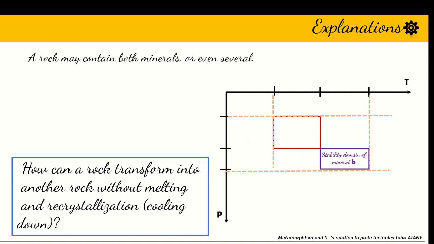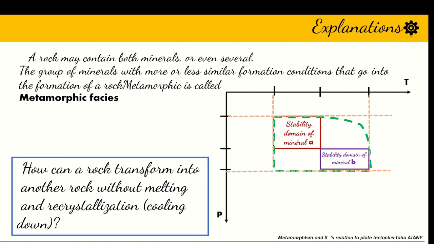And we know a rock may contain both minerals or even several. Look, in this diagram we have the green shape. It indicates a rock, or a domain of temperature and pressure where a rock could exist. It overlaps mineral A and B. This means this rock contains both mineral A and B. And this group of minerals with more or less similar formation conditions that go into the formation of a metamorphic rock is called metamorphic facies. Here we have metamorphic facies 1.